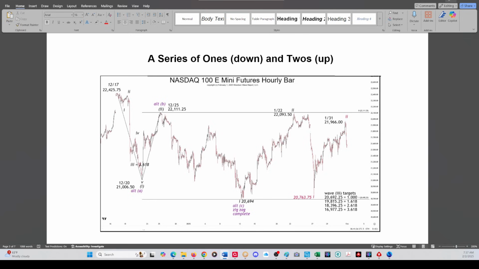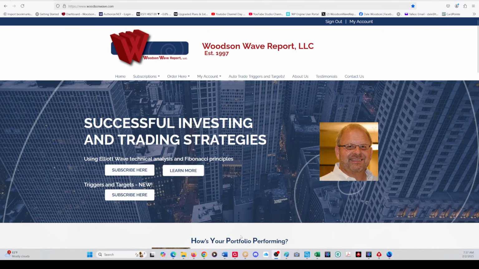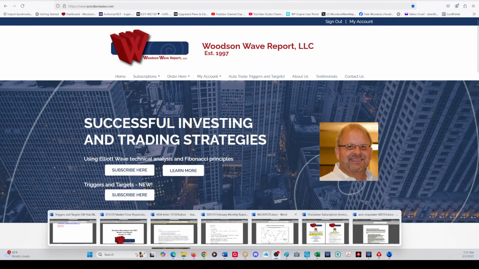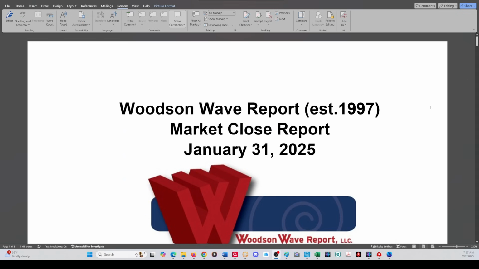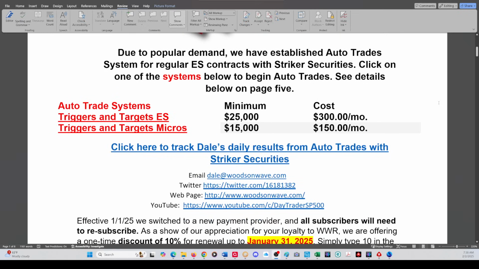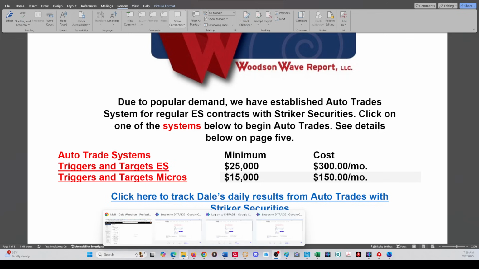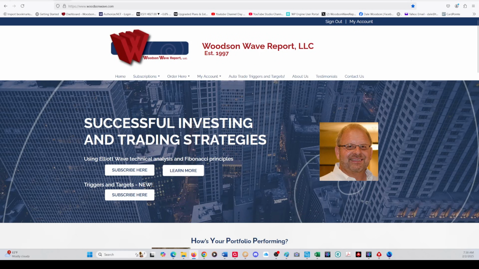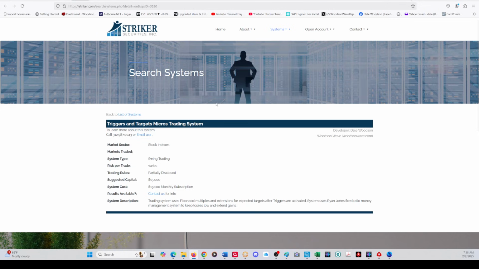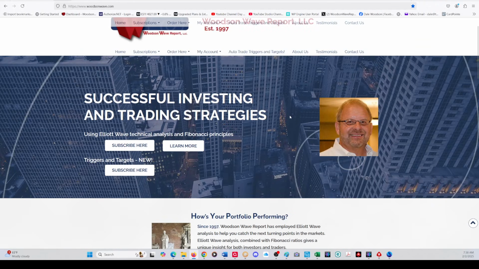Okay, speaking of the ES, let's get into that. Let me see if I can pull that one up from the 31st. Here it is. This is the E-mini futures. Again, there's the auto trade. I'm going to show you real quick if you want to do the auto trade, because that is the newest thing. It was started in the last quarter of last year. If you go to auto trade triggers and targets here, it'll take you to the landing page where we have Striker Securities, which is a futures broker. We are not, but they are. So that's the way that works.